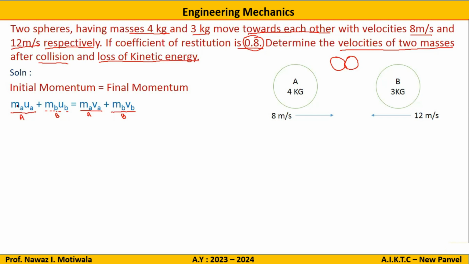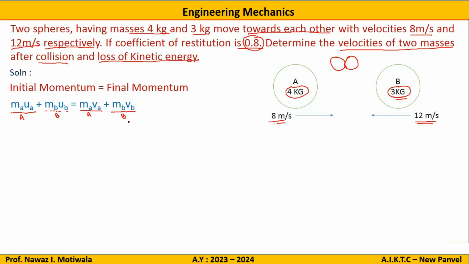For example, mass of A is already given to us as 4 kg. uA, that is initial velocity of body A, is also given to us as 8 meter per second. Then mass of B is given to us as 3 kg. uB, initial velocity of ball B, is given to us as 12 meter per second. On the right hand side we have mA 4 kg, we have vA we require to find out, mB is given as 3 kg, and vB we are required to find out.